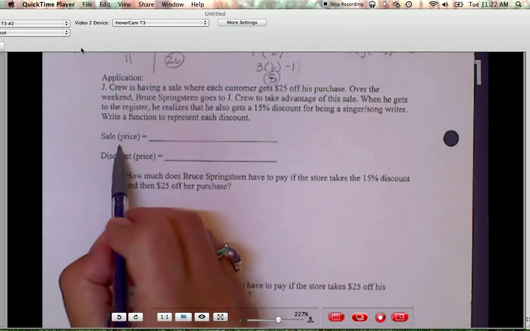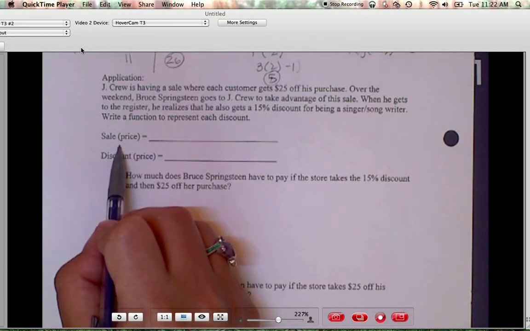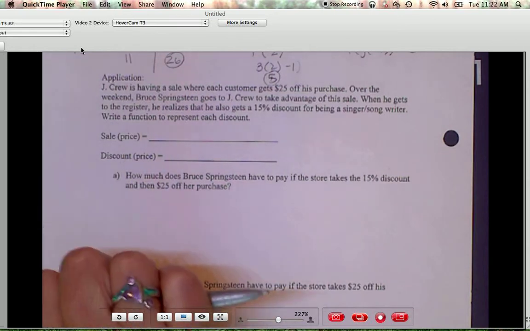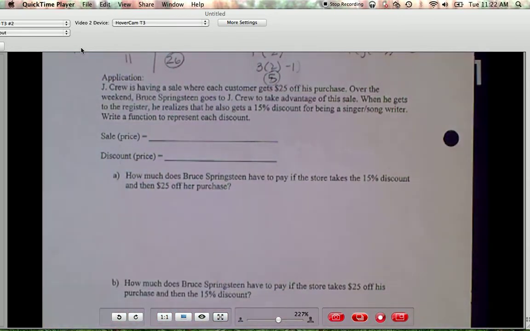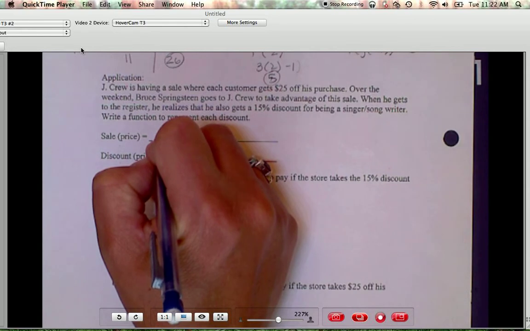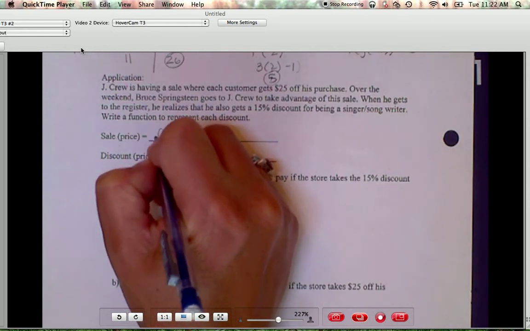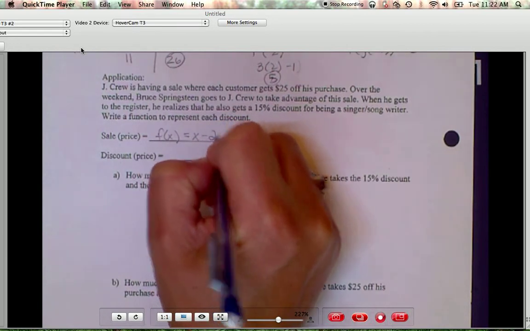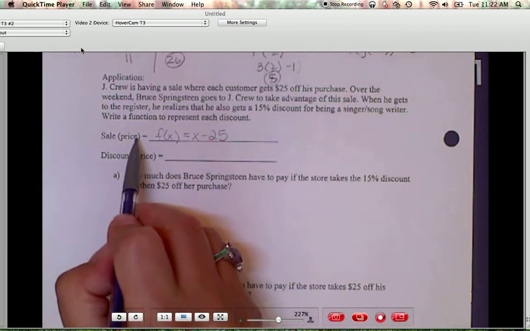So the sale price and the discount price. J. Crew is having a sale where each customer gets $25 off his purchase. So that's the sale price. So we get f of x is x minus $25. That's the sale price.